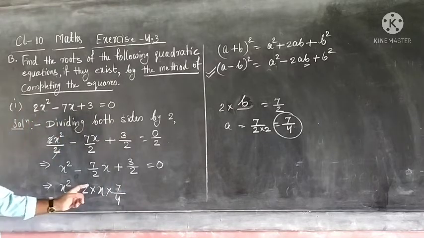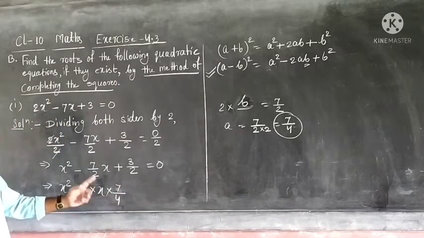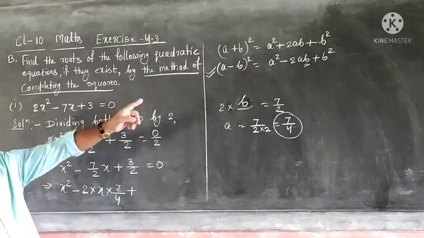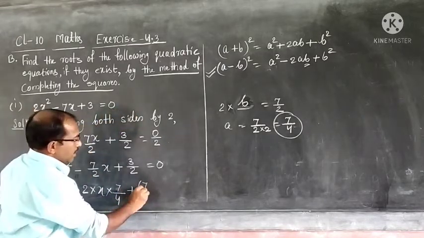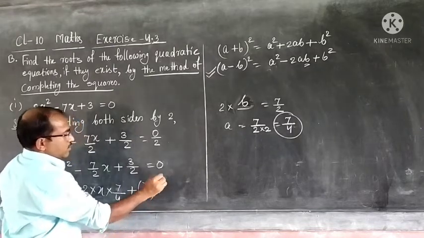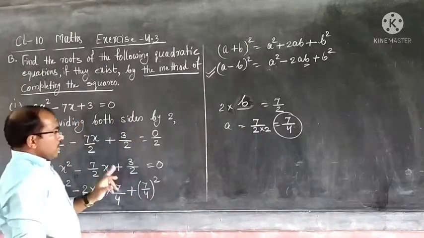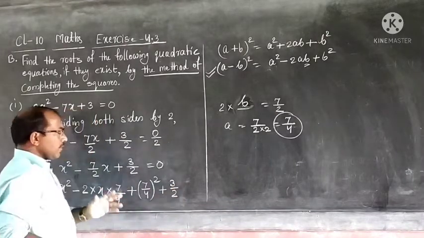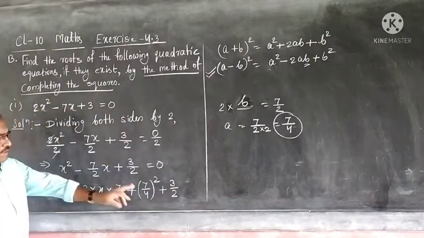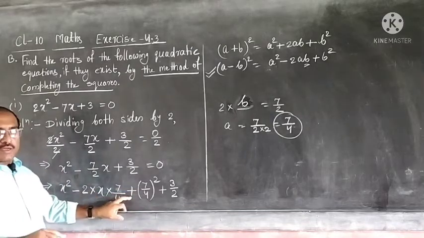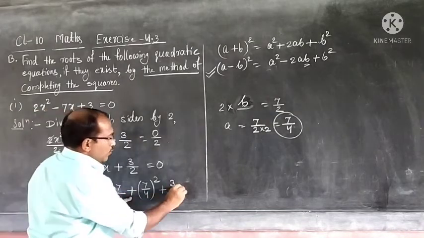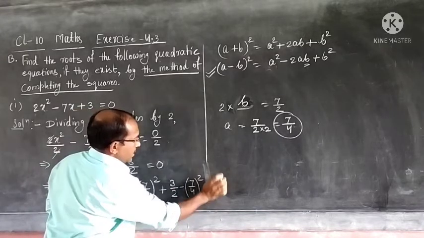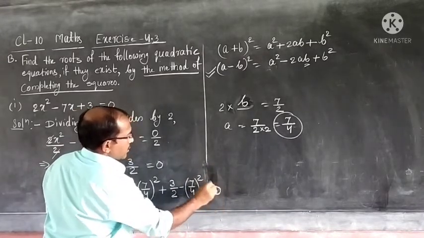And now, you look at 2 ones are 2, 2 2s are, it is 7 by 2 x. So, what is b? 7 by 4, and the last term of the identity is b square, that means 7 by 4 square. Now, what is here? Plus 3 by 2. In this step, this 7 by 4 square we have added extra. So, what shall we do? We will subtract also 7 by 4 square, and then this is equal to 0.